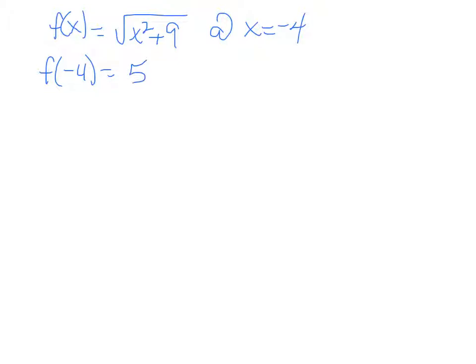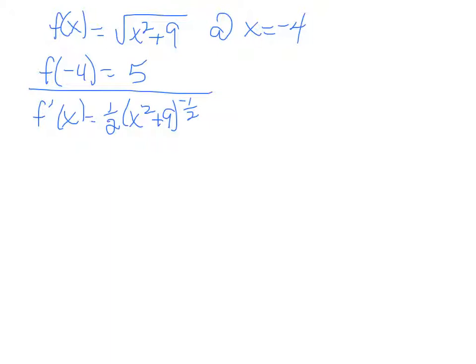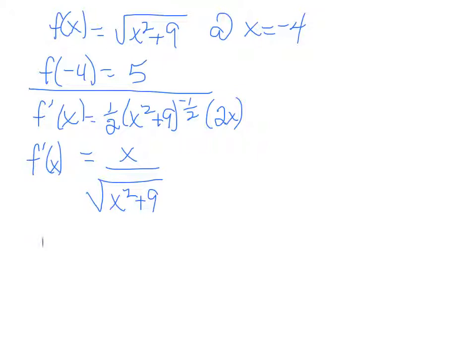Now a little bit more involved in terms of finding the derivative. You're going to take the derivative, which is going to be 1/2 times x squared plus 9 to the negative 1/2 power, and multiply by the derivative of the inside. Your 2 and your 1/2 are going to cancel out, and you're left with x over the square root of x squared plus 9 for your first derivative. Now we plug in that negative 4, and we get negative 4 over 5, and that would be our slope.